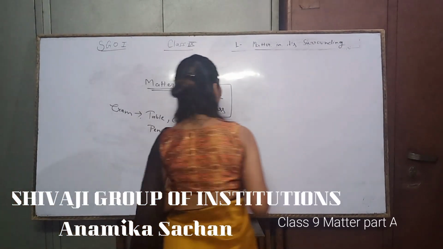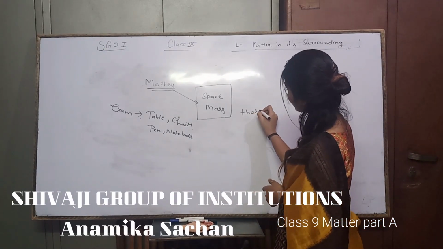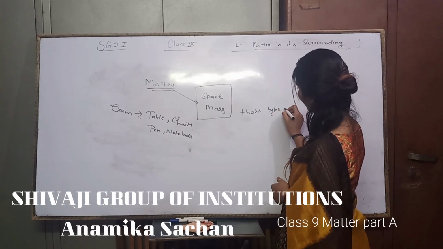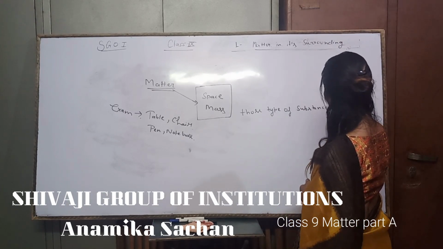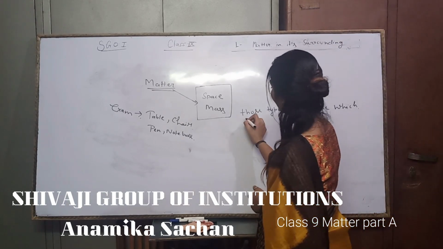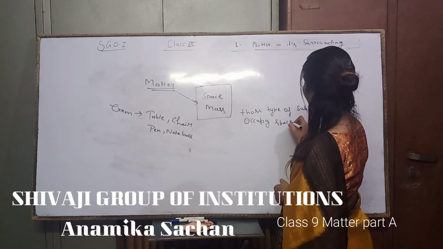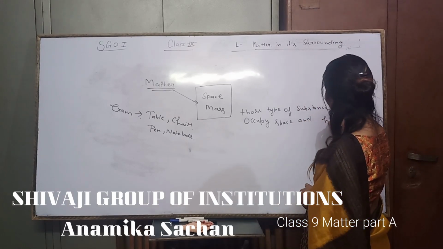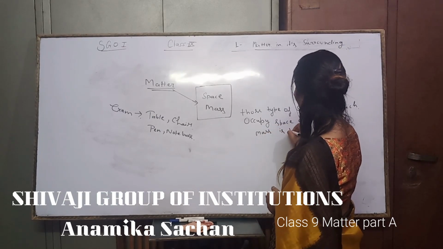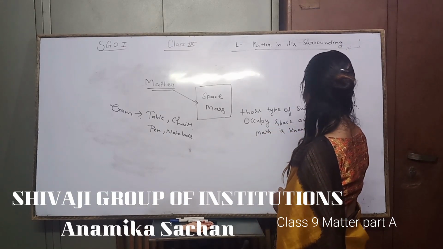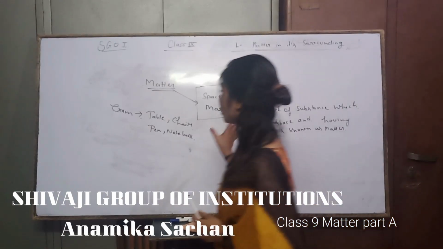So what is the definition of matter? Those types of substances which occupy space and have mass are known as matter. I hope you all understood what is matter.